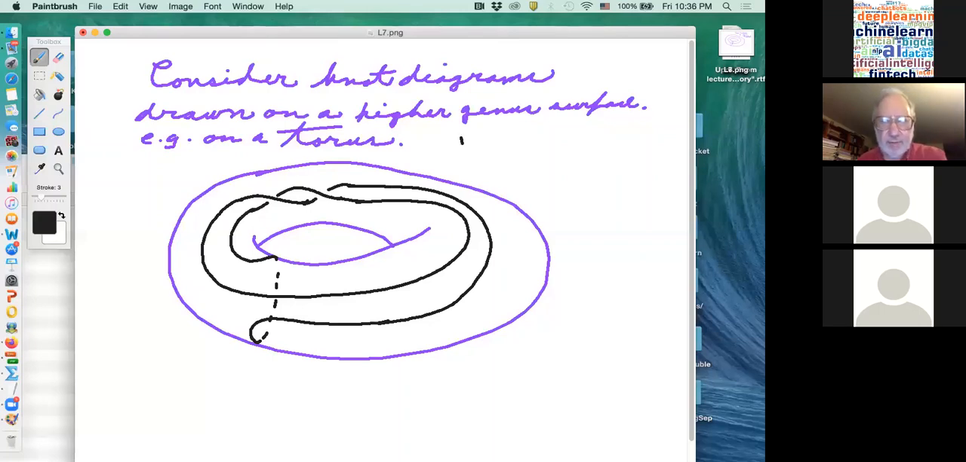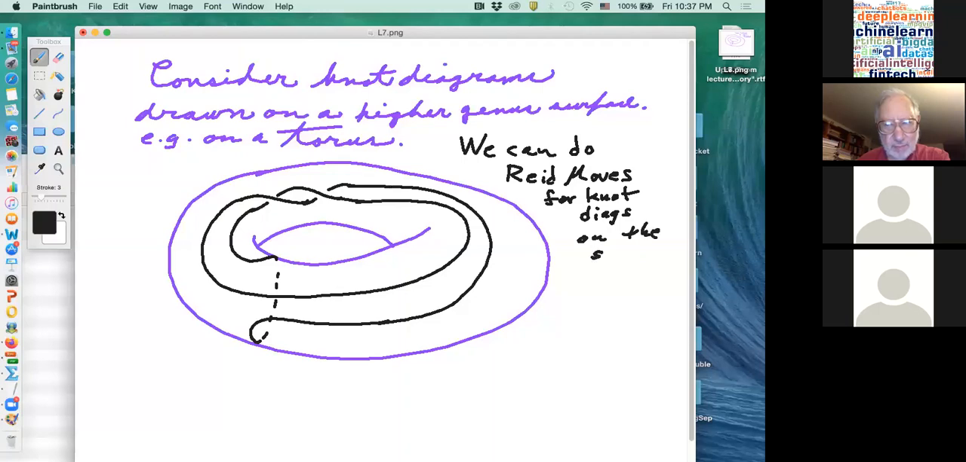And we can do Reidemeister moves for knot diagrams on the surface. So you see, if I choose a surface and draw knot diagrams on it, it has its own knot theory, a different kind of knot theory from the knot theory of drawing on a two-dimensional sphere, which is where we were drawing before, or on a plane. You can draw on the surface of a two-dimensional sphere, you can draw on the plane, you can draw here.